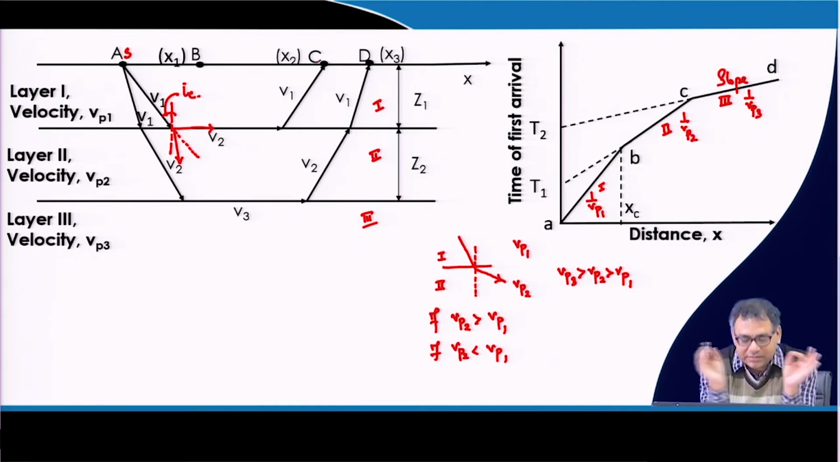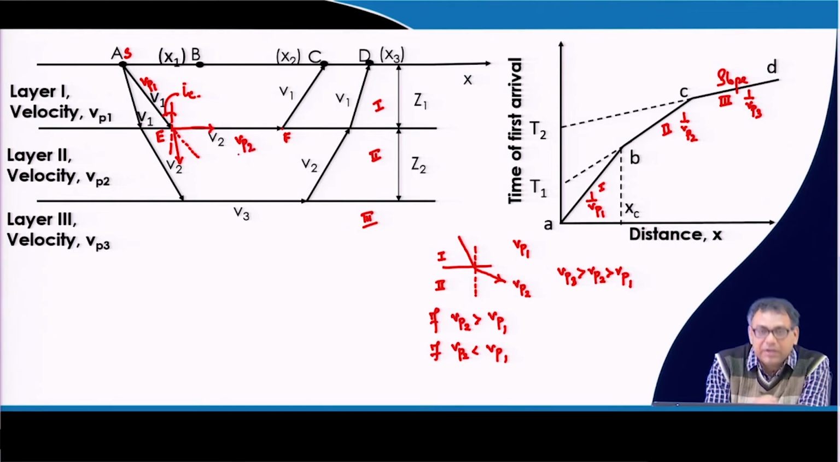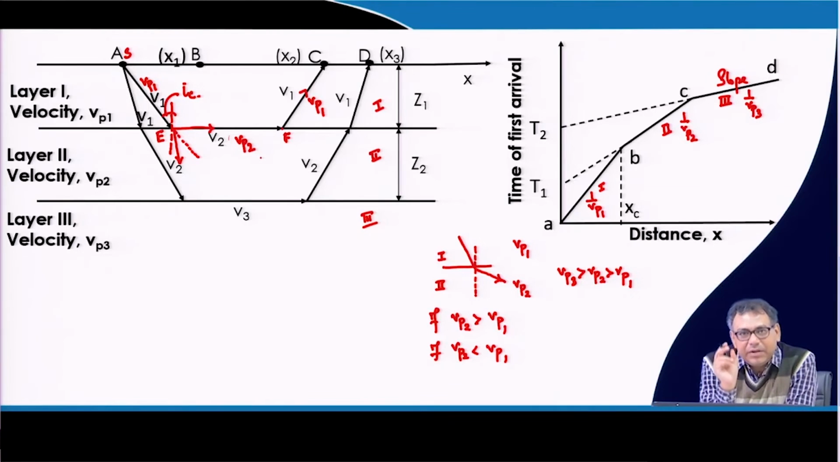Because as the distance between A and C increases, the portion at which the wave travels with a velocity of Vp2 will also increase. From A to say E, the wave will travel with a velocity of Vp1. From E to F, it will travel with a velocity of Vp2. Again from F to C, it will travel with a velocity of Vp1, because this is the interface between the second layer and the first layer. The Vp2 is greater than the Vp1.